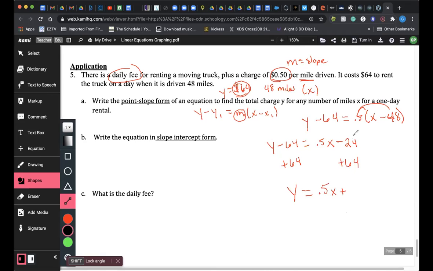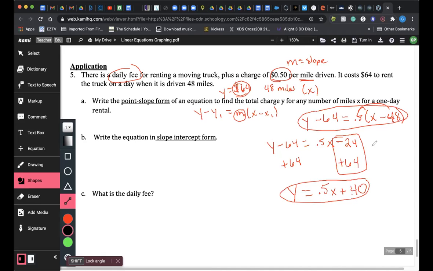Negative 24 plus 64. Nobody? Negative 24 plus 64 is going to give you 40. So this is going to be your answer for part B. This is your answer for part A. This is your answer for part B.